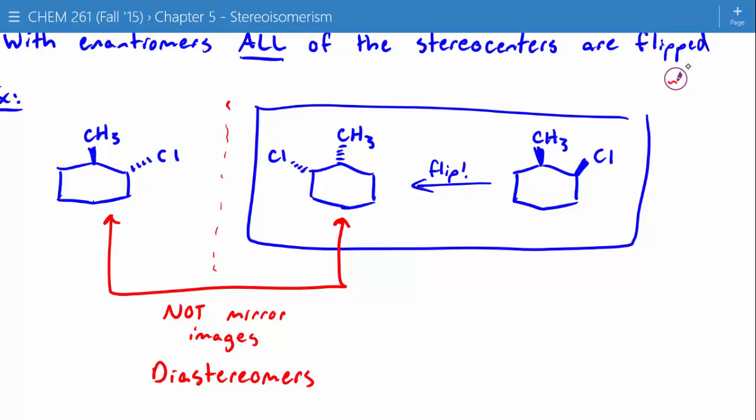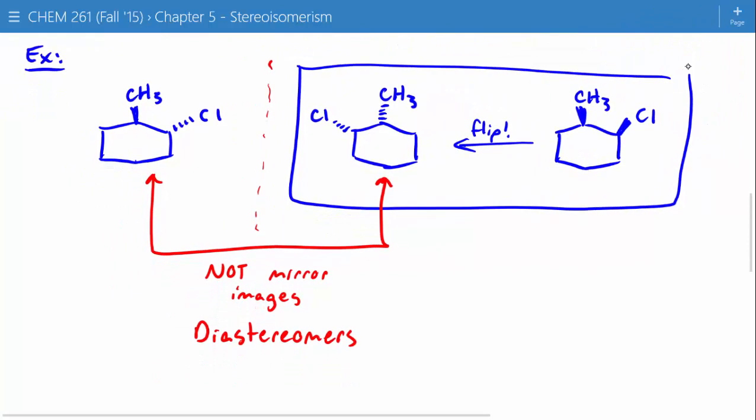Why did you draw the third one? So people could see that they're not mirror images. You see that red dash that I drew? That's my mirror plane. I'm trying to show that, in this case, the methyl group's not a perfect mirror image anymore. Oh, so it's probably going to be a tricky question. Yeah. Okay, I got it.